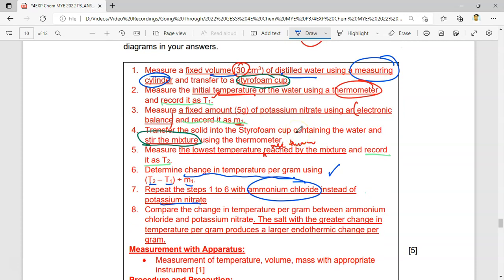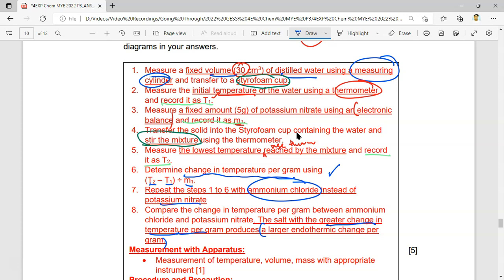Once you have done that, I'm going to compare my temperature change per gram. The salt with the greater change in temperature. Now, greater change in temperature doesn't by itself mean greater endothermic change. You must give that final conclusion saying that the greater change in temperature per gram means that it has a larger endothermic change per gram. So that's the final conclusion we are looking at. So your experiment must make sense.